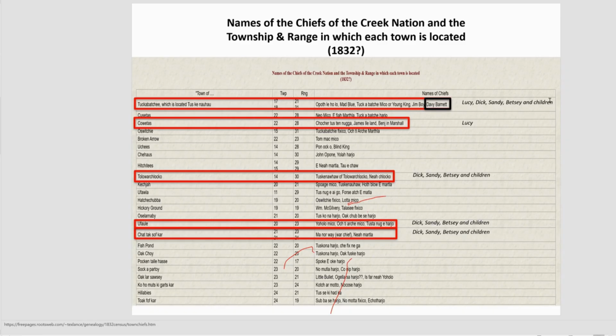in one of the records, Tola Warch Local, Tuscanawaha, he was actually one of the signing chiefs on that record. In Eufaula, which we know is Eufaula, this person sat amongst them. And then Chatak Sokfar, he said Manor Way Warchi. He sat amongst them as well.